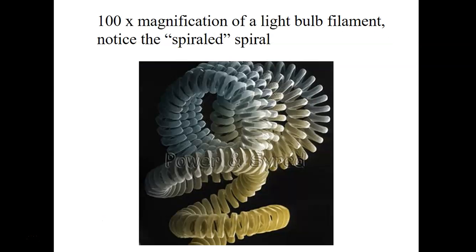This is a 100 times magnification of the filament of the old school light bulbs, the one where the filament can burn out. What's interesting is when you look at that, it's not just a wire that stretches across, it's a twisted wire, and they twist it into this spiral, and then I think they even spiral the spiral. So that skinny little filament that doesn't look that long is actually a whole lot longer than it looks because of the way they spiral it.